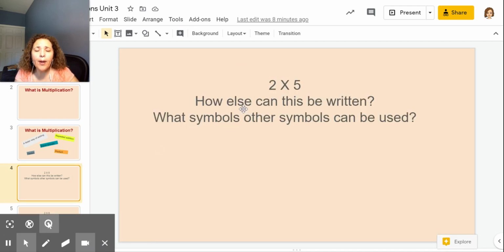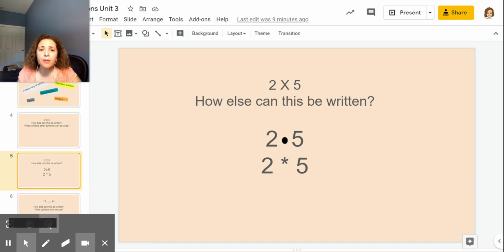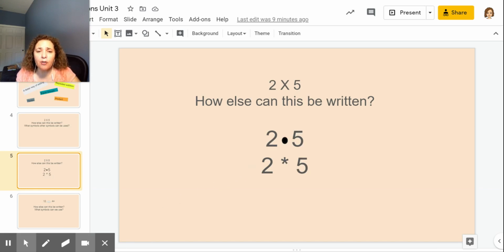All right, so how else can we write 2 times 5? What other symbols can be used to denote 2 times 5? Go ahead and pause the video and write them down, then come back to me. Okay, so other symbols besides the X that we're normally used to seeing are the dot or a star.